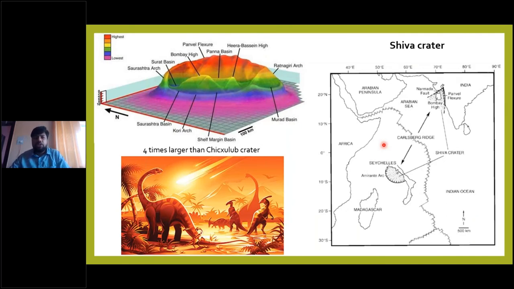Another such site, which is 4 times larger than the Chicxulub crater and that may have caused the extinction of dinosaurs, is the Shiva crater. The Shiva crater is close to the Indian subcontinent. Although it is a bit trickier, because when the impact occurred, the position of India was closer to Madagascar. So it caused an impact somewhat like this, and later due to seafloor spreading or diverging plates, the impact crater rifted apart. So half of the impact crater is closer to Madagascar, while the other half is closer to Gujarat.